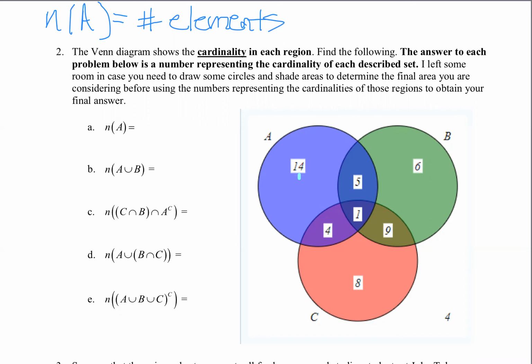Each of these now represents the number of elements, not the actual number itself. So A and B don't have the number 5 in common, they have 5 elements in common. Right, so we are going to go through these and see if we can work them out.